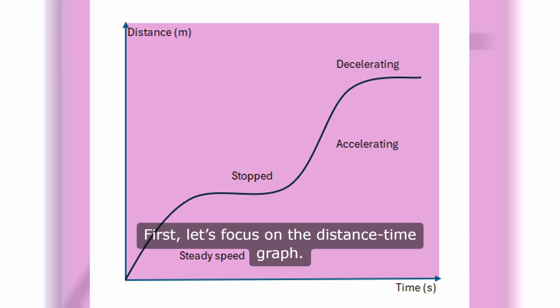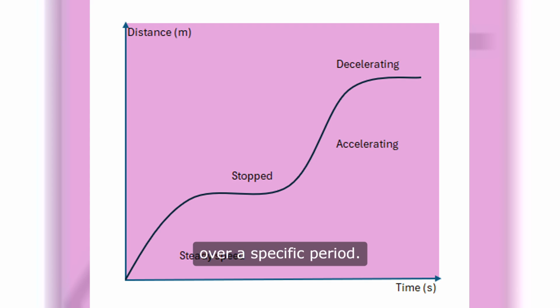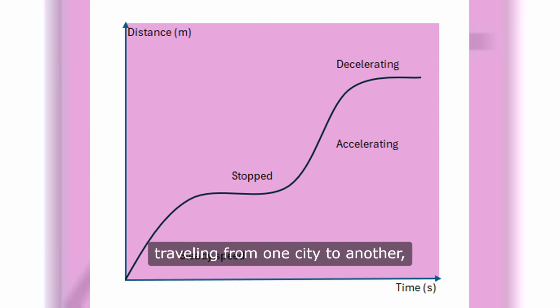First, let's focus on the distance time graph. This graph plots distance on the vertical axis and time on the horizontal axis. When we draw a distance time graph, we are essentially mapping how far an object has traveled over a specific period. For example, if you were to plot the journey of a car traveling from one city to another, each point on the graph represents the total distance the car has covered at a given time.